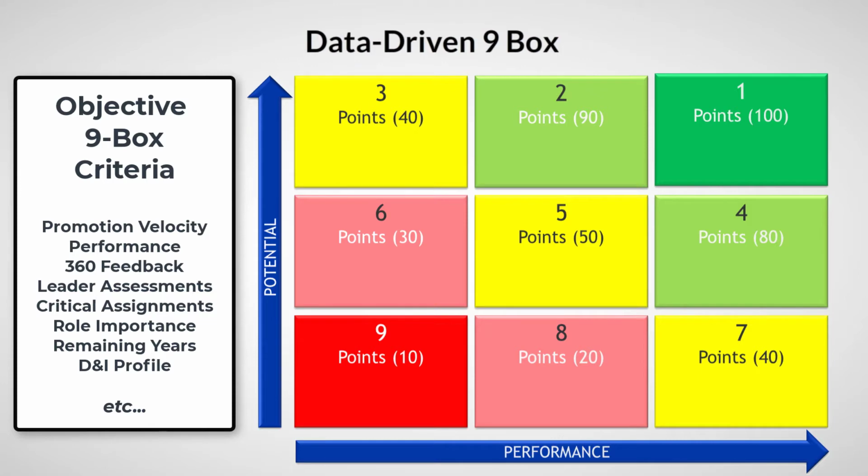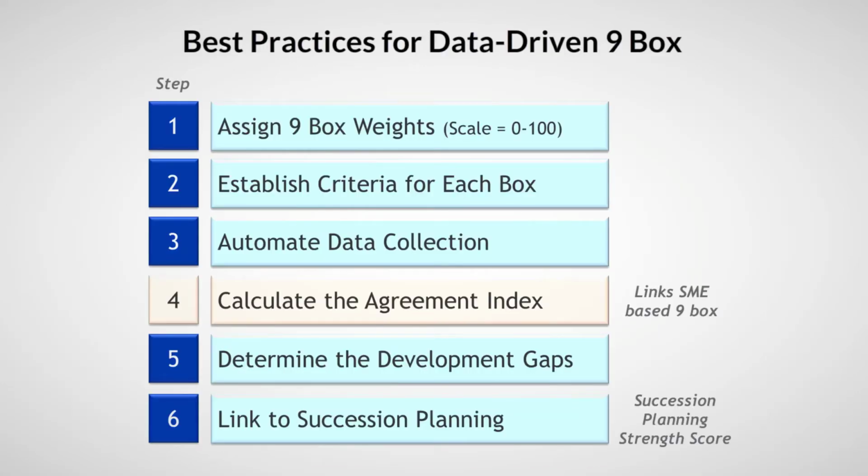But the idea is that for the data-driven 9 box, you establish criteria for each box, and then you basically pull directly from the system, and the data points for the employees determine where they land on the box. And even if the executives think a particular individual is fantastic, if their data suggests that they're a box 5, then that's where they'll go. And basically, once you have the data-driven 9 box, you compare it to the SME 9 box, and you see the difference.